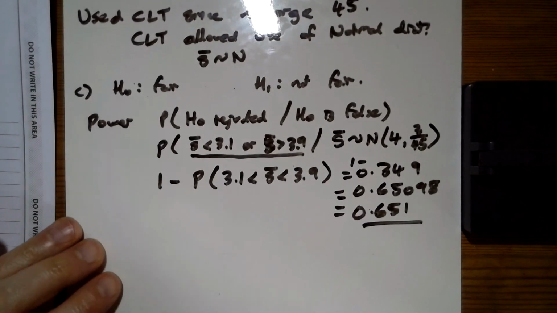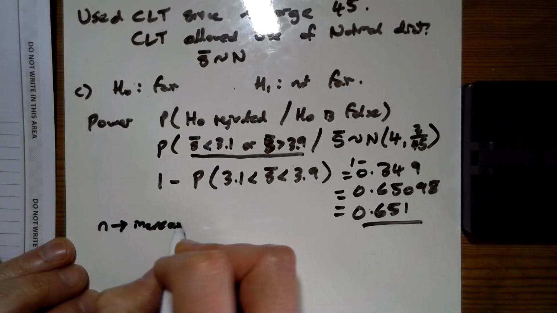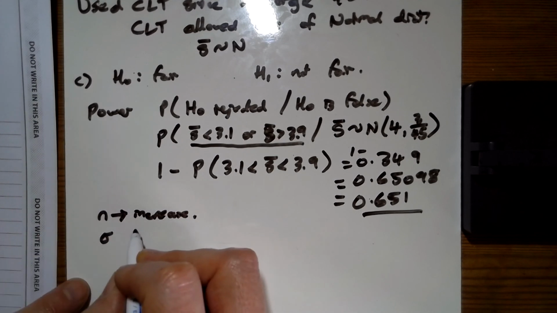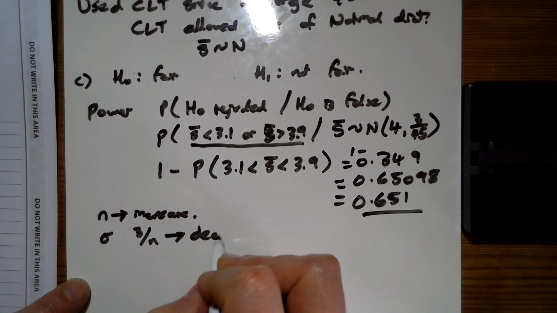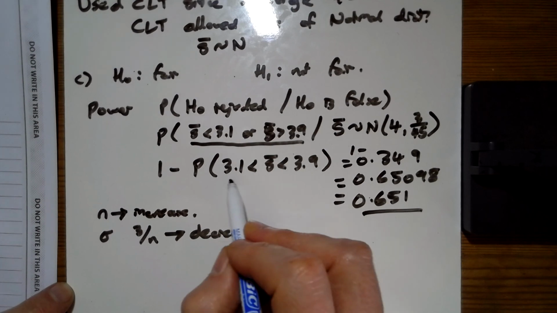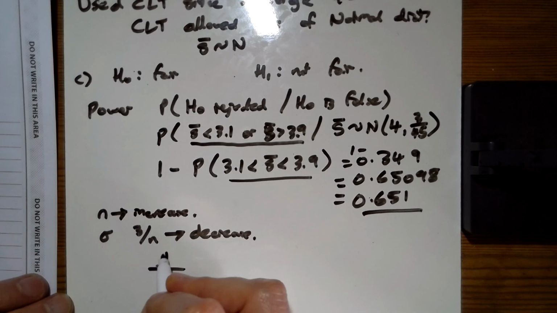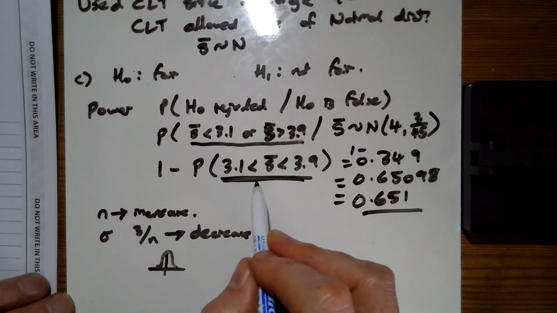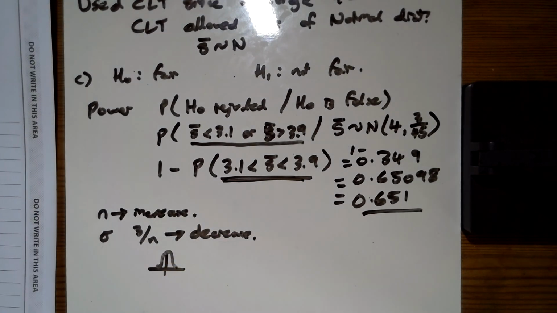So what would happen if we increased the number? If n increases, then the standard deviation, which is 3 over n, would decrease. And if that would decrease, then the distribution would get closer together, wouldn't it? And so we'd get more in here, and so the power would increase.